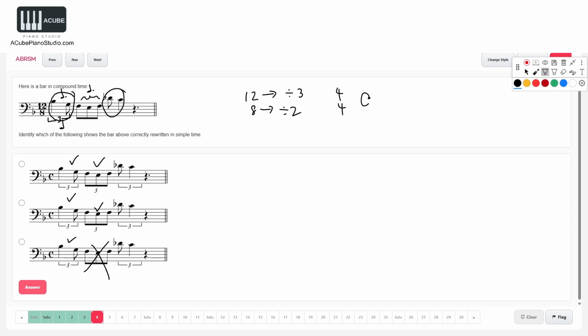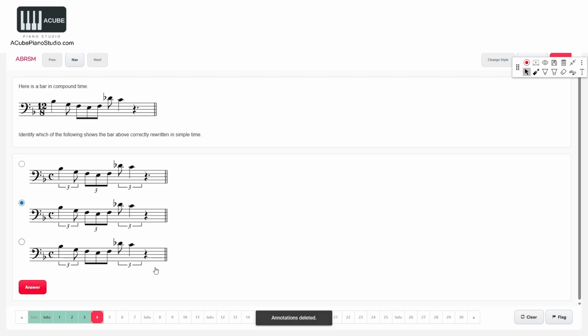And finally, if you have a dotted crochet, you change it to a crochet. So therefore, if you have a dotted crochet rest, you change it to a crochet rest. So this is wrong, you need to change it to a crochet rest. So therefore, the answer is this one here.